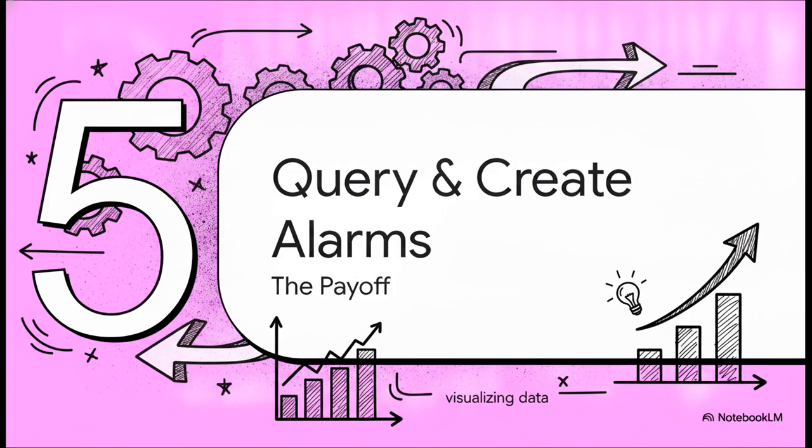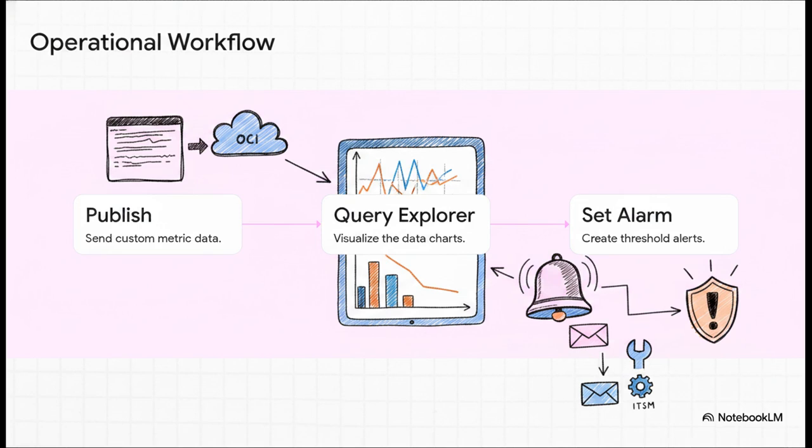But wait, pushing data is really only half the battle, right? For us IT ops folks, raw data is completely useless unless we can visualize it and make it actionable. So let's look at the real payoff here. Once your CLI command succeeds and those custom metrics are successfully published, your next step is to query them directly in the OCI Monitoring Metrics Explorer. You'll see them right there as charts, exactly like your native metrics.